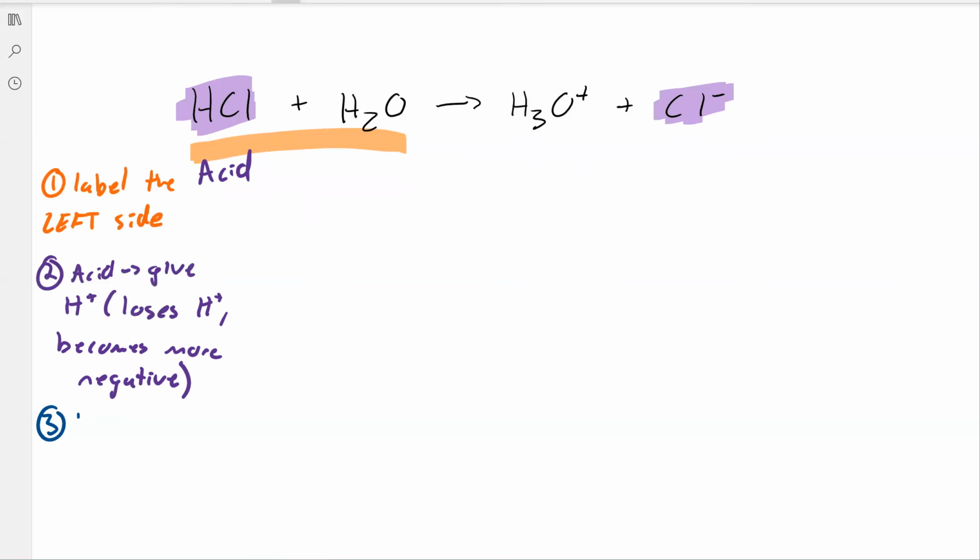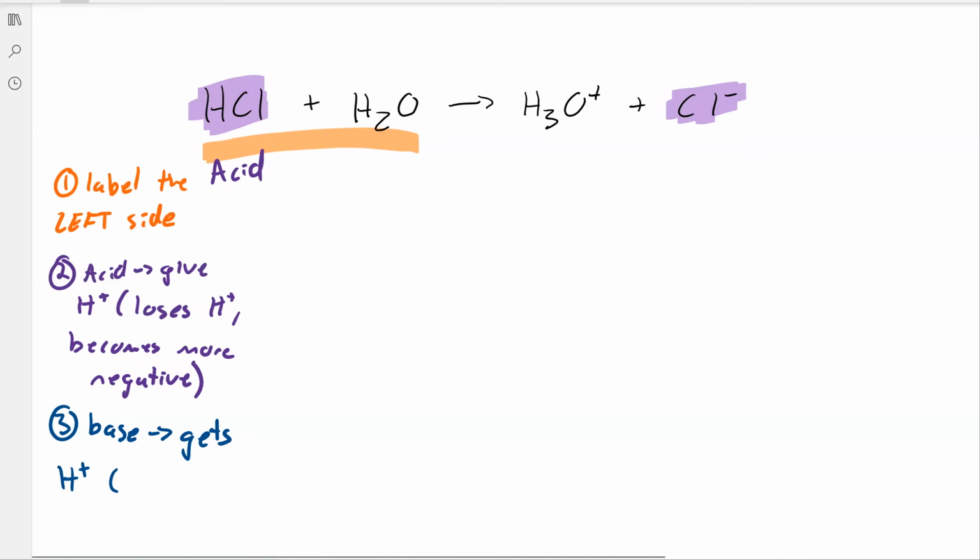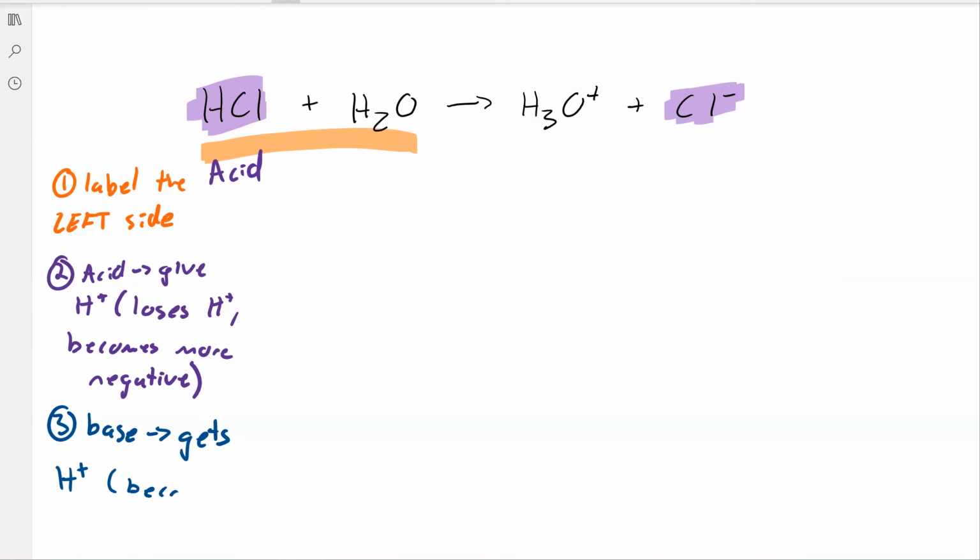And then in turn, the base is what accepts the H plus, right? It gets the H plus, and so it's going to become more positive. So if we think about this side, we have H2O, and then over here we have H3O plus, right? So H2O became H3O plus. The difference between those two is an H plus. So that's the base.